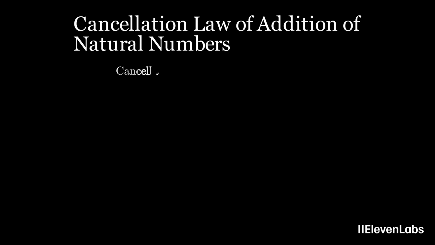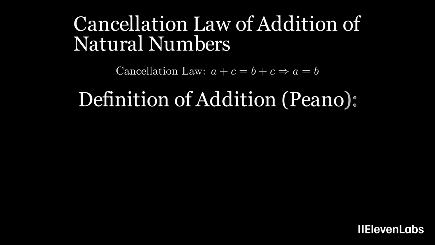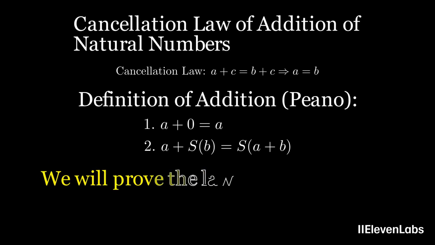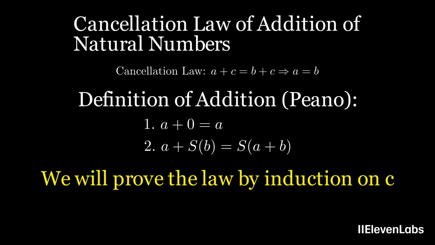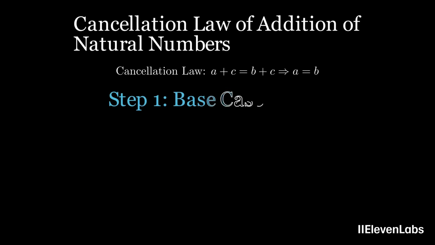The statement of the law is: if a plus c equals b plus c, then a equals b. Let us first recall the definition of addition. a plus 0 equals a for all natural numbers a. a plus s of b equals s of a plus b. We shall prove the law by induction on c.